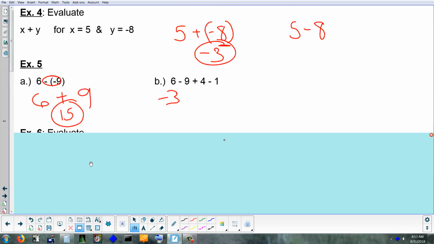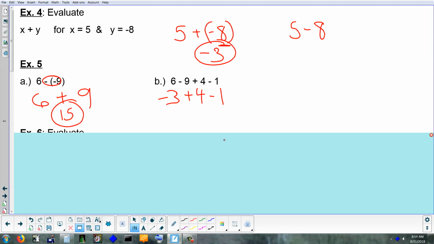No, let's go. It might help if I bring everything else down. So we're following PEMDAS, right? We only have addition and subtraction, so they both hold equal weight. So what can I do next? What's the next thing that's there? If I'm going left to right, it's negative 3. Negative 3 plus 4, which is?